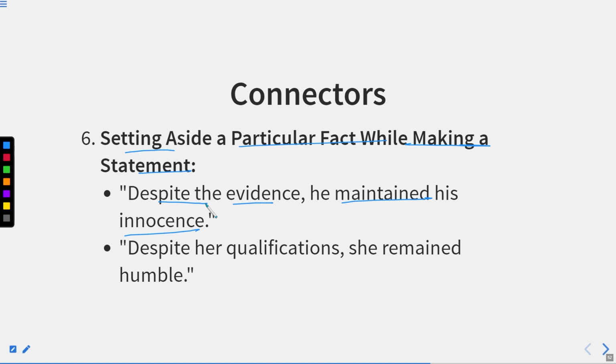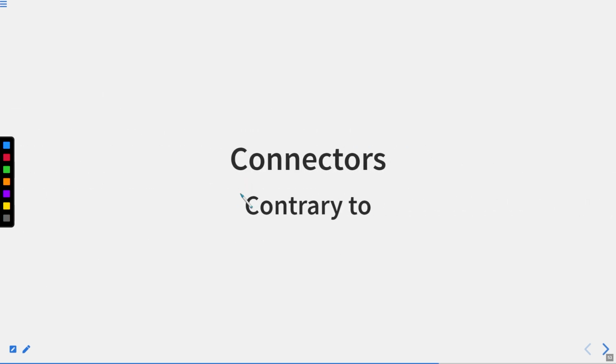It means he was not, you can say, accused. In fact, he maintained his innocence. Despite her qualification, she remained humble. Okay. Now we'll discuss connector contrary to.